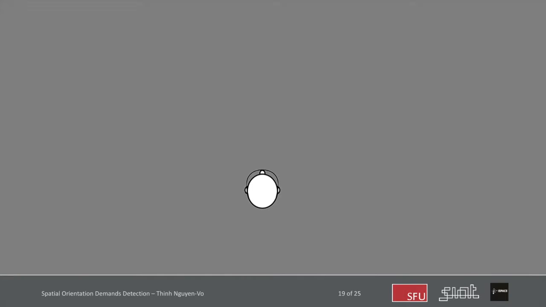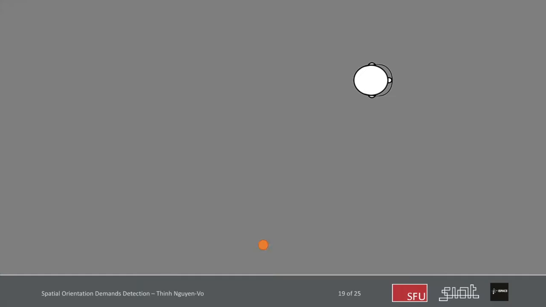I have a simulation here. For example, this is our participant, and now they will be passively translated along a two-segment trajectory. At the end of the trajectory, they will have to identify in which direction the origin is and point toward that direction.